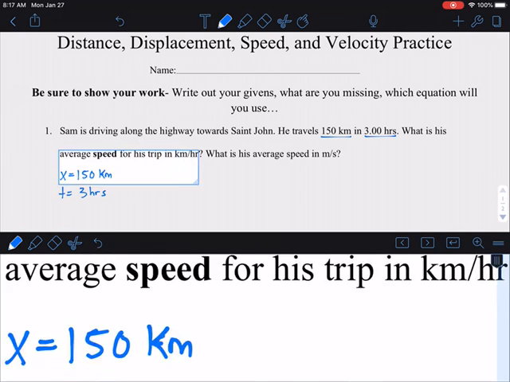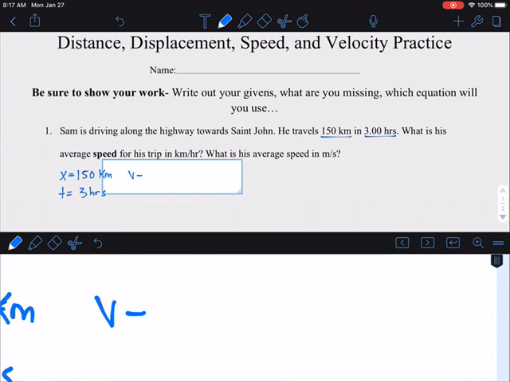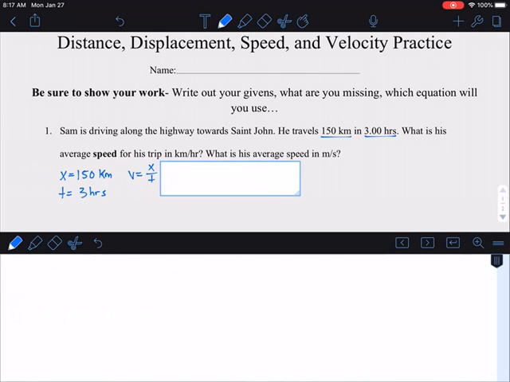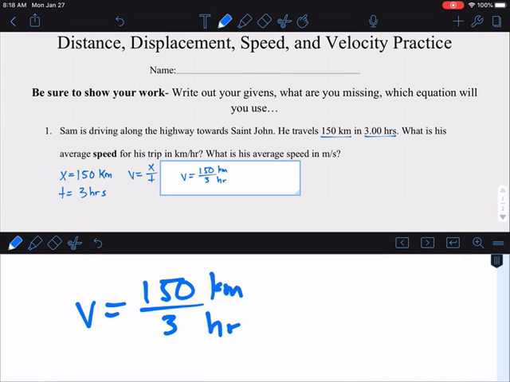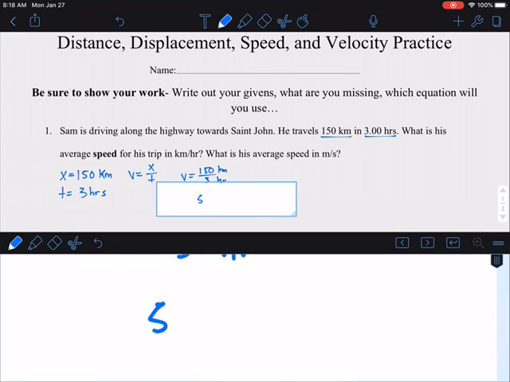Average speed. I'm just looking for my average speed, which is going to be v equals x divided by t. So when I plug that in, 150 divided by 3, and then kilometers, that's going to give me 50 kilometers per hour.